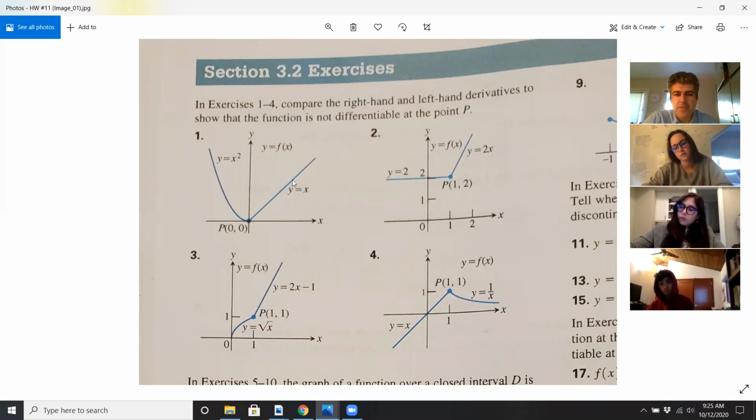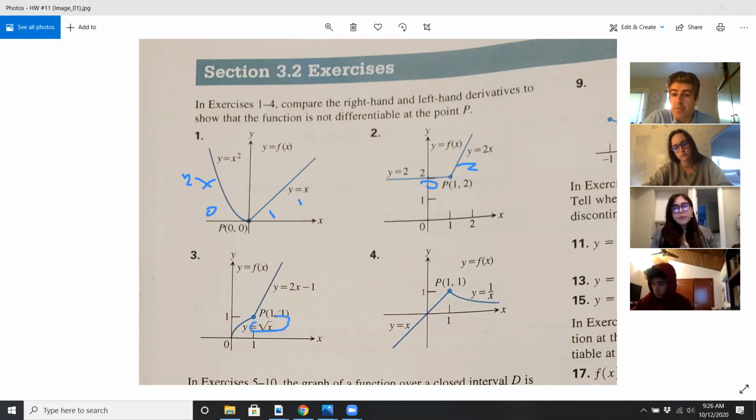Like, yes, that's gonna be a derivative of 1 over here. And that's derivative 2x. And you know x equals 0, so obviously that's going to be a derivative of 0 and derivative of 1 still here. So that's why it's not differentiable. Here, that's the slope of 0, that's the slope of 2, not differentiable there.